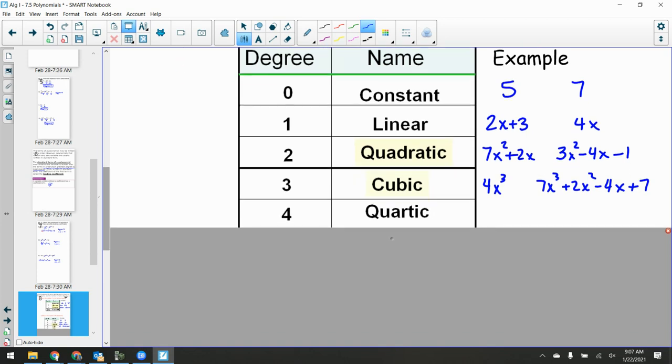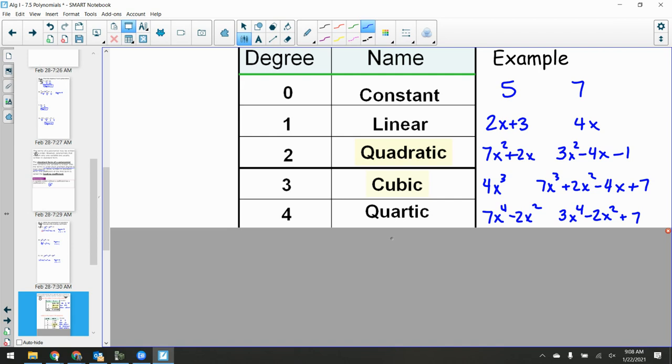Degree of 4 is what's called a quartic. Quartic. I remember this one because how many quarters in a dollar? 4. 4 is quartic. So you would say like 7x to the 4th power minus 2x squared, or 3x to the 4th minus 2x squared plus 7. Those are examples of quartic expressions. The first one would be a quartic binomial. The second one would be a quartic trinomial.